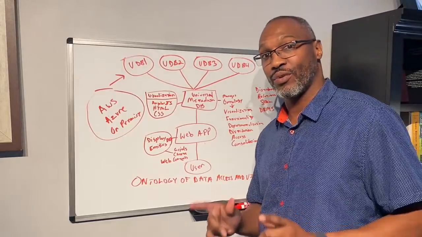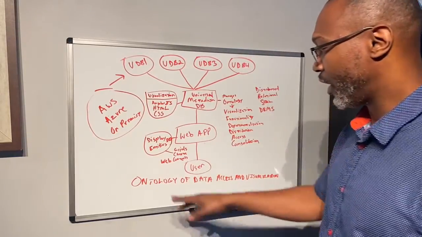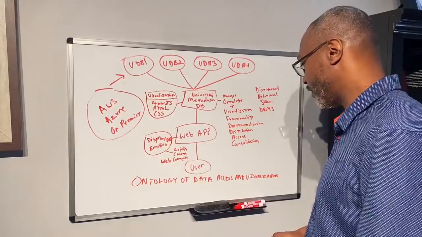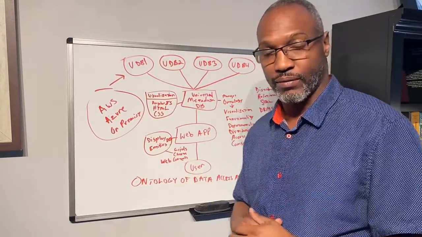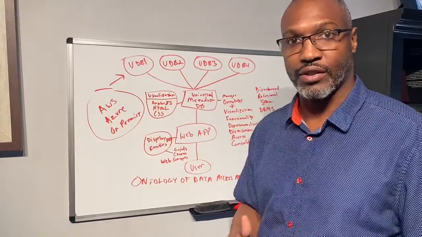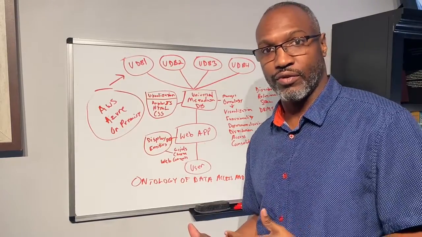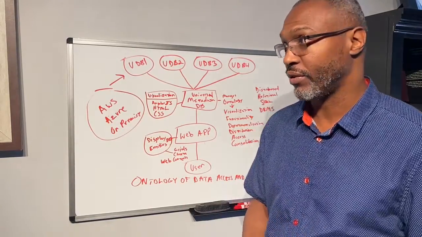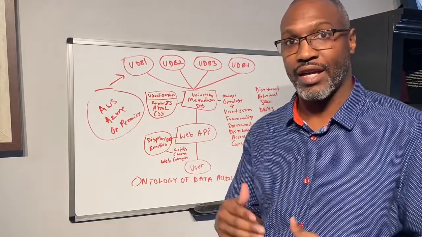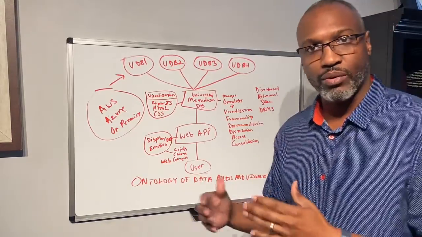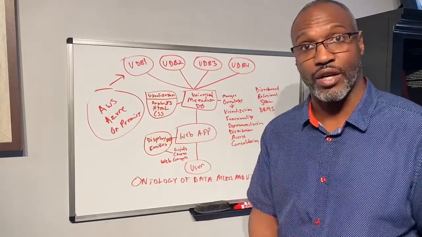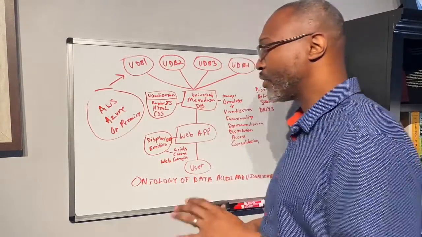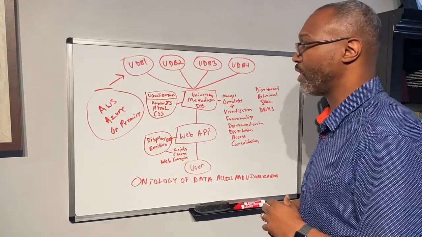Hey guys, so we're going to talk about the ontology of data access and visualization. We all have access to information. Information access is key for running a business or just going online, accessing your account, communicating with people through social media, managing customers in your CRM system, right? So there's so many ways you can manage information.